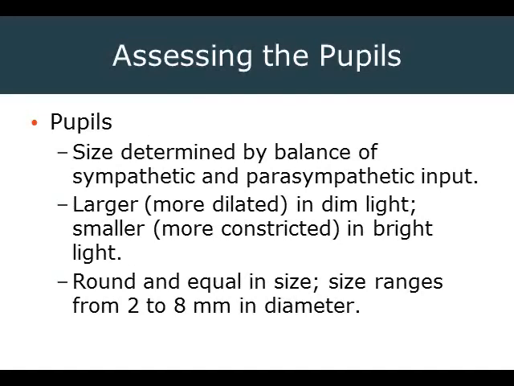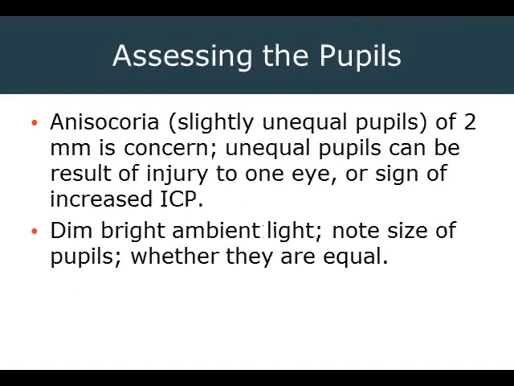The larger the pupil, or the more dilated it is, the better we can generally see in dim light, and the smaller, or more constricted, in brighter light. They're usually round and equal in size. That size can be anywhere from 2 to 8 millimeters, even slightly smaller. But anisocoria, I mentioned that earlier. A difference of greater than 2 millimeters can be a concern.